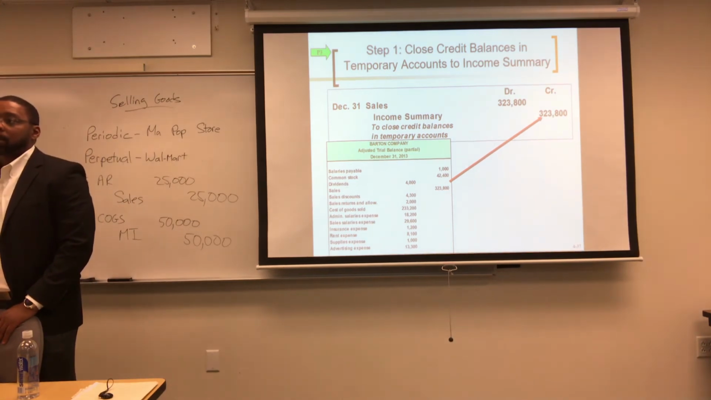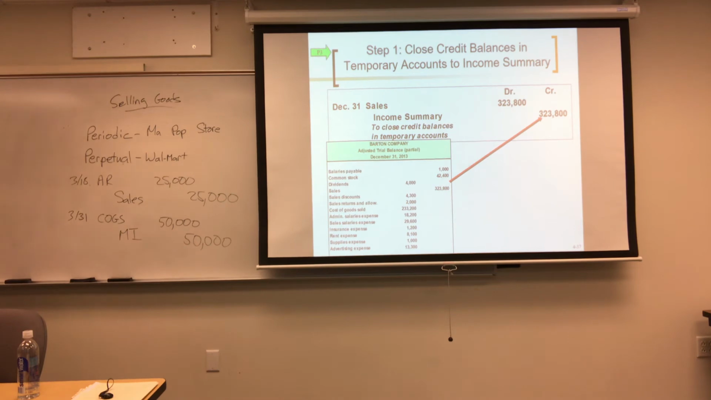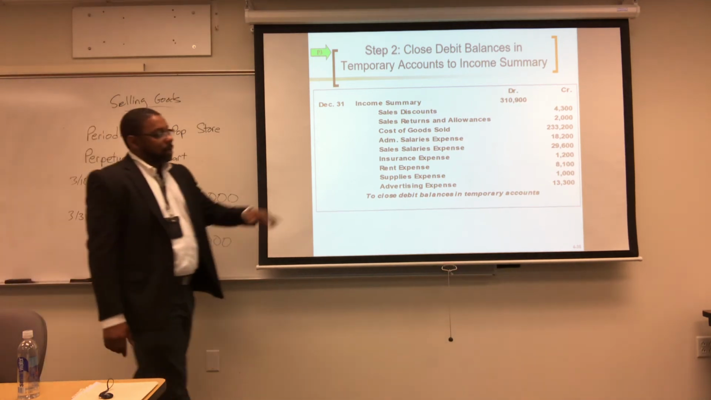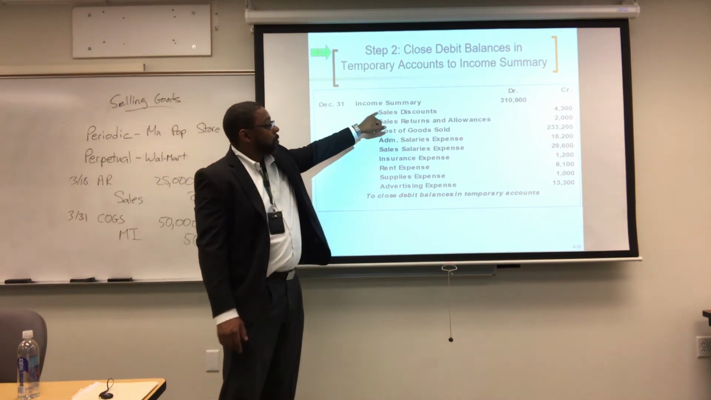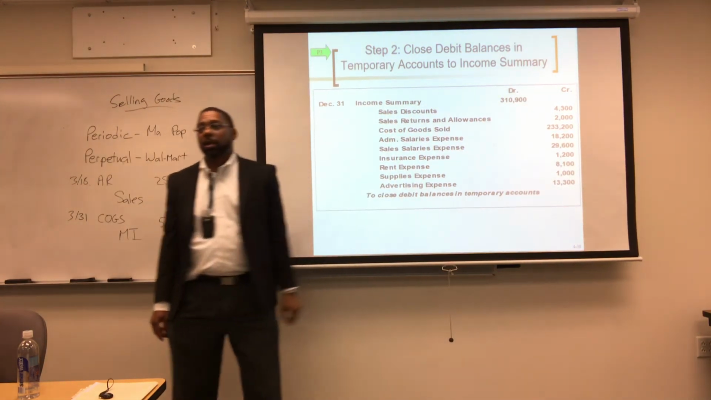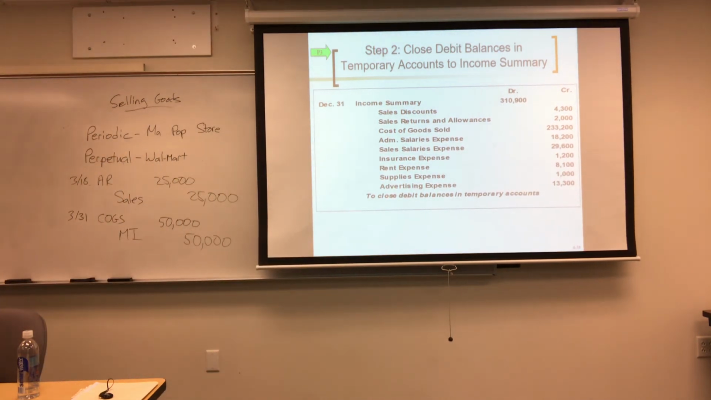Step 1. Step 2, we're going to credit the expenses off and debit that onto the income summary. I said revenue twice. As a result, the income summary will have all of the revenue and the expenses, so its total will be net income.